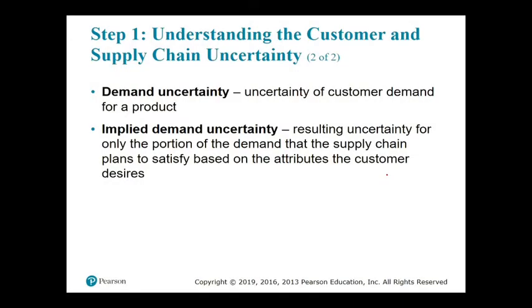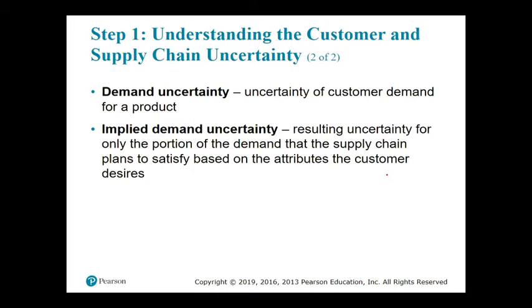All right. So last class we started talking about understanding the uncertainty embedded in the supply chain. So to understand this, we introduced the concept of demand uncertainty versus implied demand uncertainty.